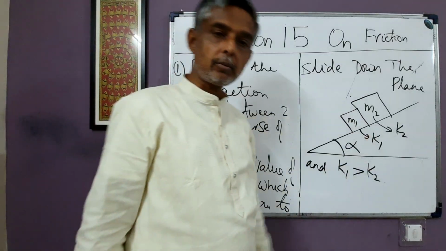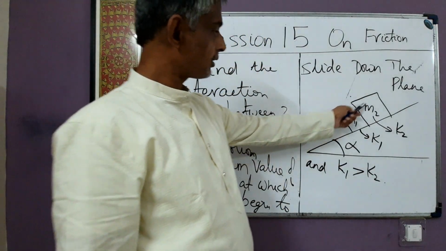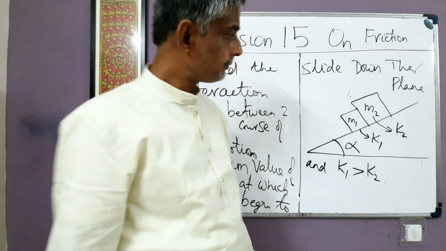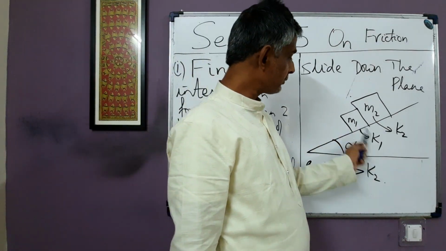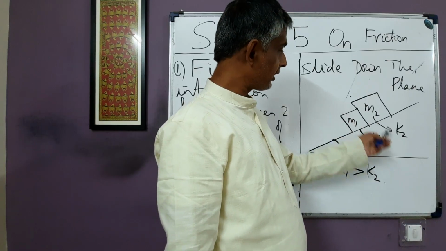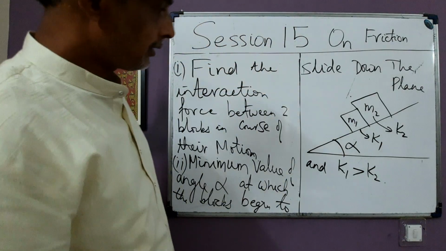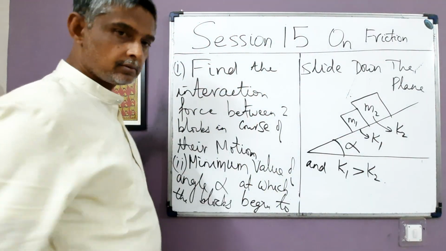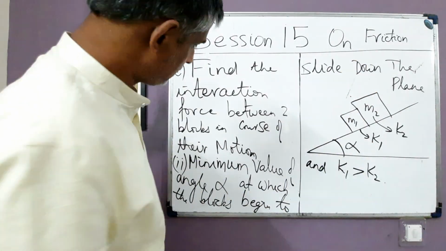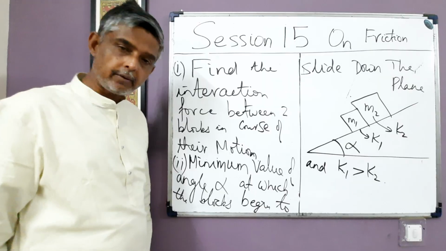Everything else is given in the problem. Mass of two blocks are given, m1 and m2. Inclined plane makes angle of alpha with the horizontal. K1 is the friction coefficient between this block and inclined plane. And K2 is the friction coefficient between this block and inclined plane. And they are released from rest. They begin to slide down the inclined plane and both are in mutual contact. These two things we have to find out.